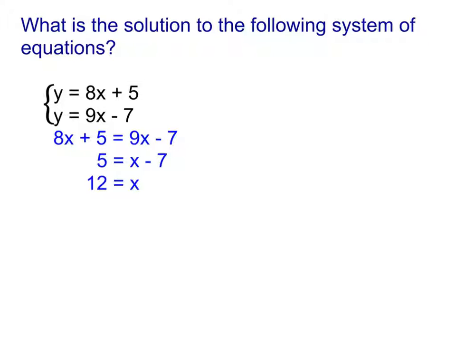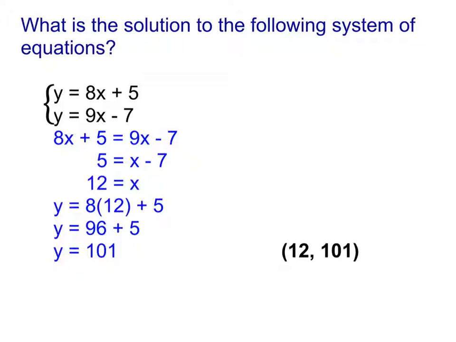And so to find my y value, I take what x equals, the 12, and I plug it back in for x into either one of the equations. Remember, you can choose whichever one you feel like plugging it into. And when we do that, we end up solving it and getting 101. This is definitely why graphing might not have worked out particularly well here.